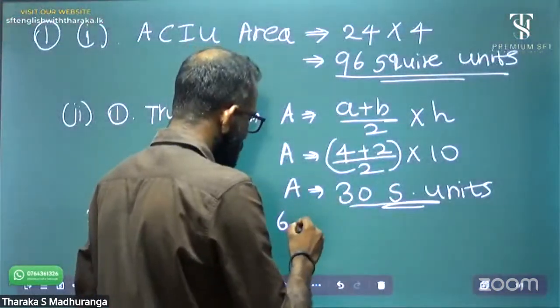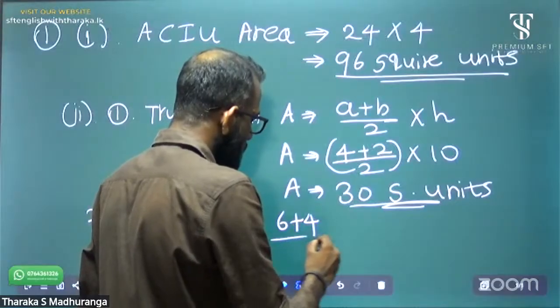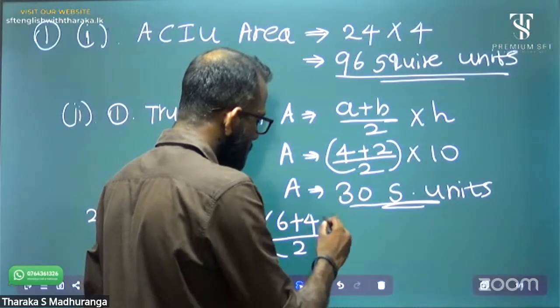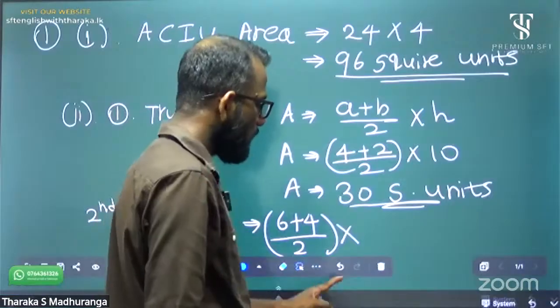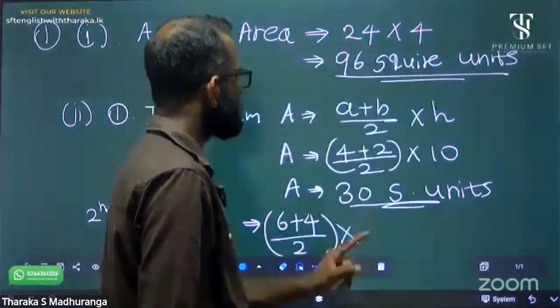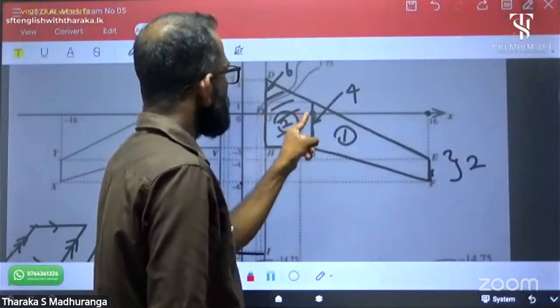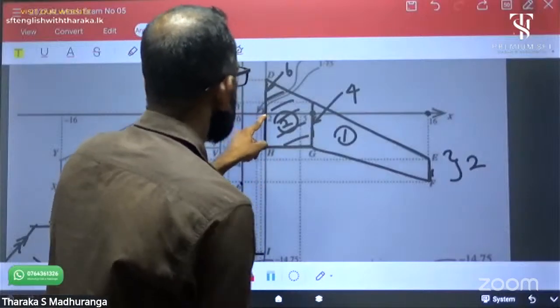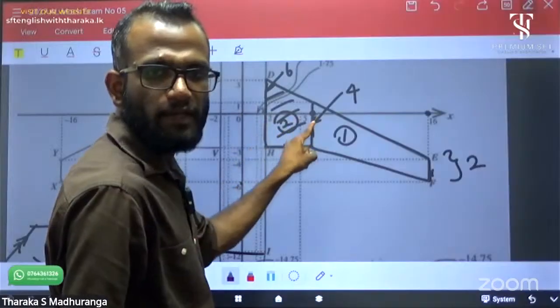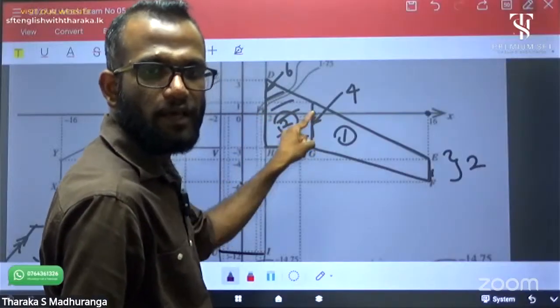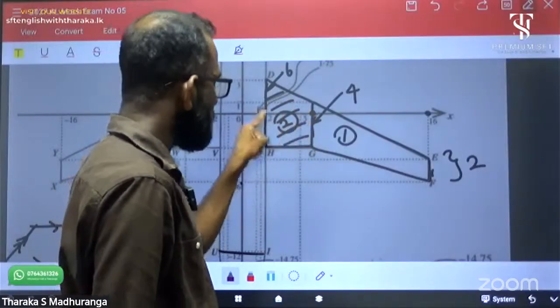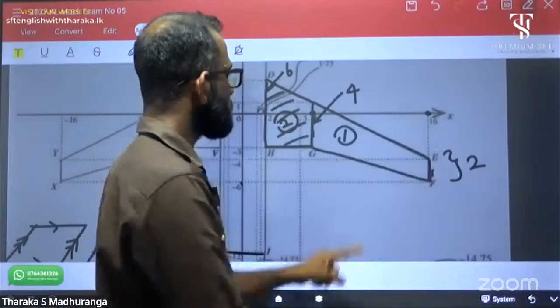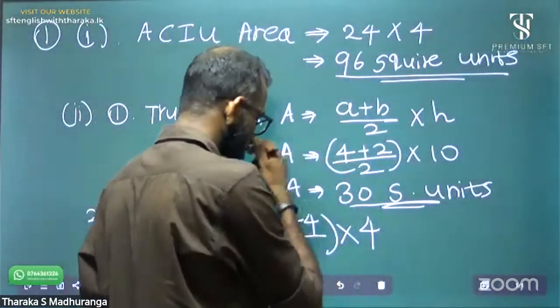(6 plus 4) divided by 2, multiplied by the perpendicular height. What is the perpendicular height? From this point to this point, the x-axis value is 2 and the other is 6. Then the distance is 6 minus 2, which is 4.